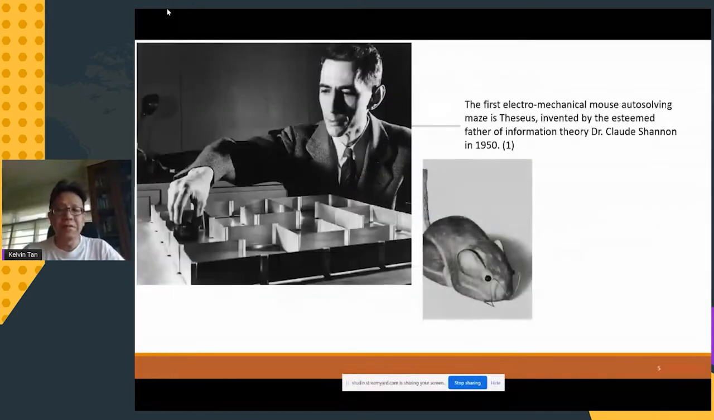He was also a very interesting inventor. He's not just a theorist. He invented this electromechanical mouse platform based on 1950s technology. It's very amazing because at that time, we did not have advanced, powerful computers. So this mouse was able to explore the maze and navigate to a given position in the mechanical platform. Amazing.